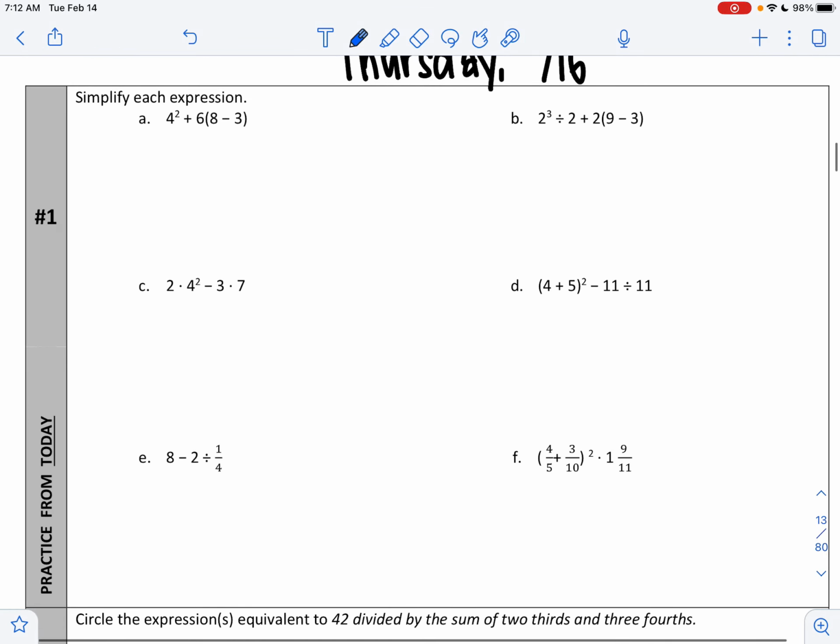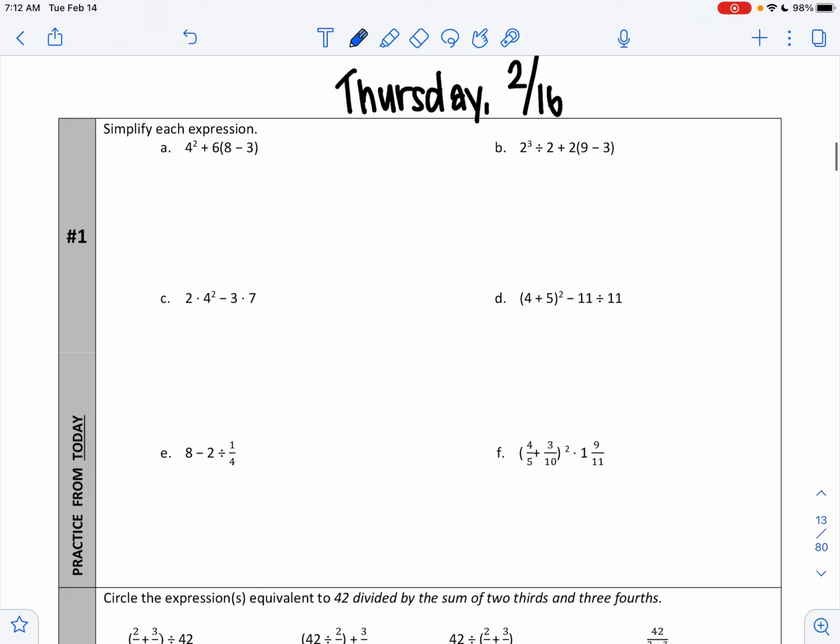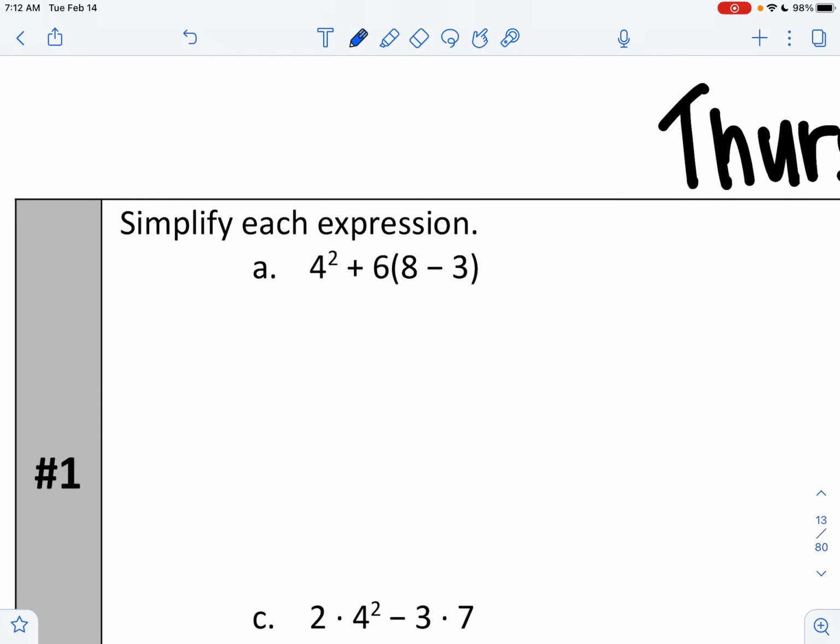All right, finally, we have Thursday night's homework. And on Thursday night's homework, you are being asked to simplify each expression, which means to solve or find the answer. Let's zoom in and take a look at A. So we've been talking in class about PEMDAS. I'm going to write it here on this side of the screen. And it helps tell us the order in which we should do our operations.